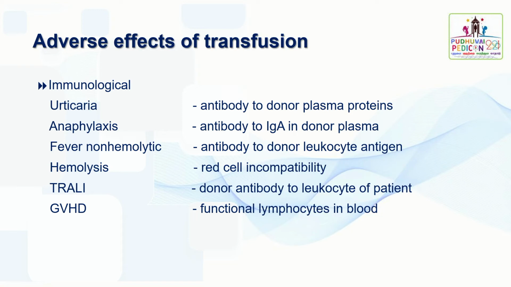Hemolysis can occur due to red cell mismatch incompatibility, and other two rare but important complications are transfusion associated acute lung injury due to donor antibody to leukocyte of the patient, and graft versus host disease due to the functional lymphocytes in the blood of the transfusion.